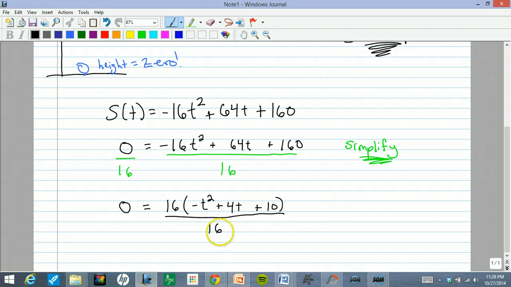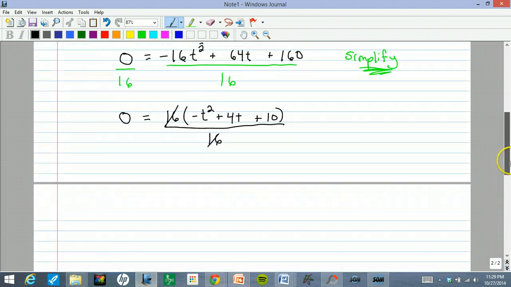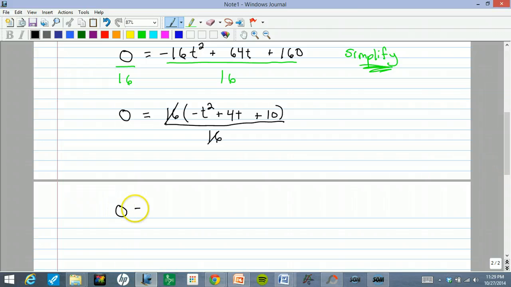Wait a minute here. So that's my division by 16. Those undo each other. And I'm left with 0 equals negative t squared plus 4t plus 10.